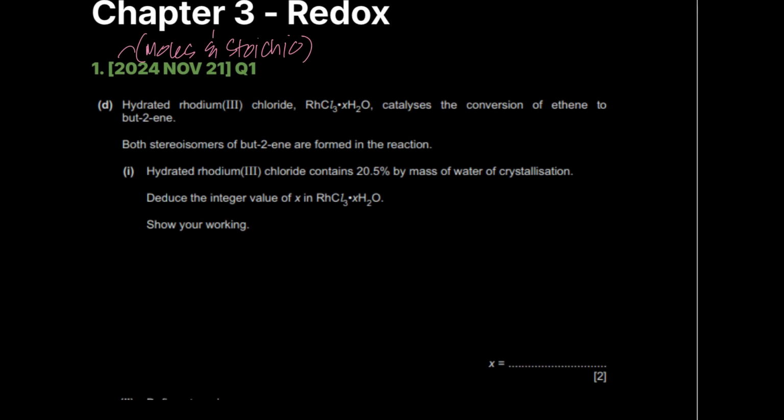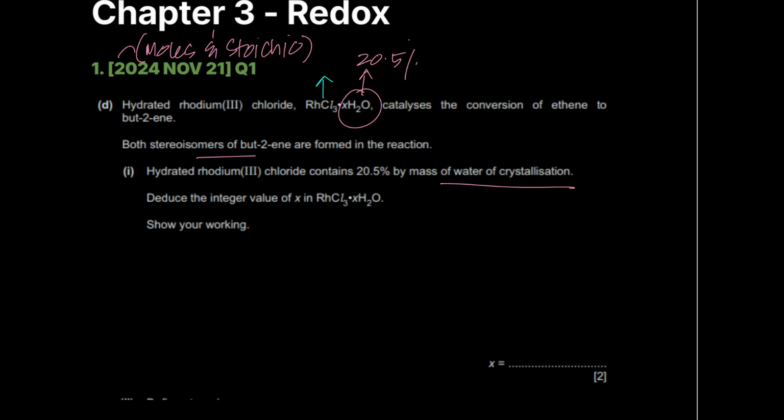Hydrated rhodium 3 chloride catalyzes the conversion of ethene to butene, both stereoisomers. What are stereoisomers? I don't care for now. Hydrated rhodium 3 chloride contains 20.5% by mass of water of crystallization. That's the water of crystallization, right? The water molecules bonded to or present in a hydrated salt, right? Now, if 20.5% is water, what is the percentage of rhodium chloride?